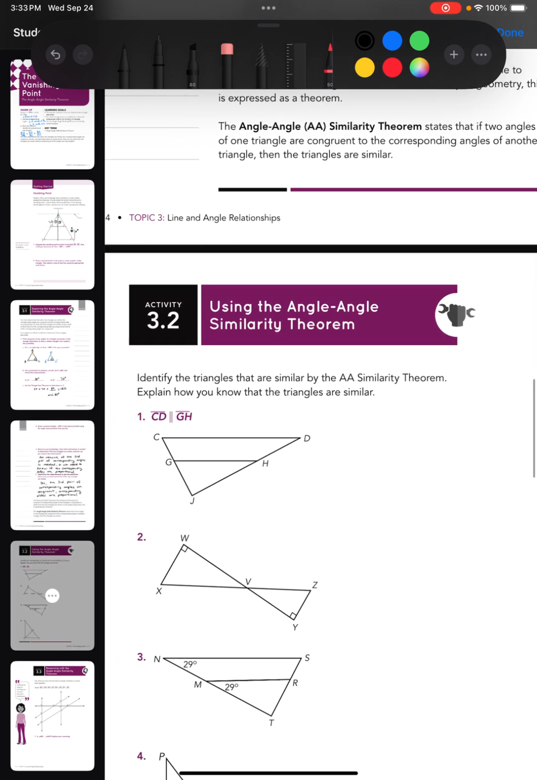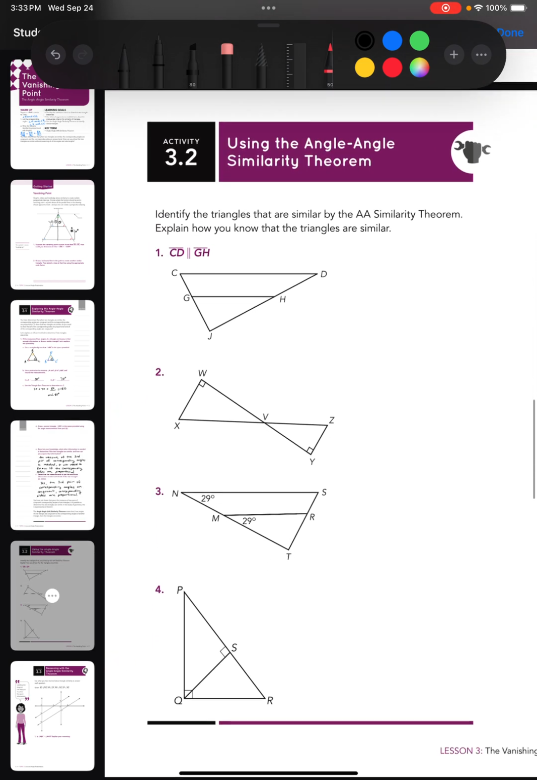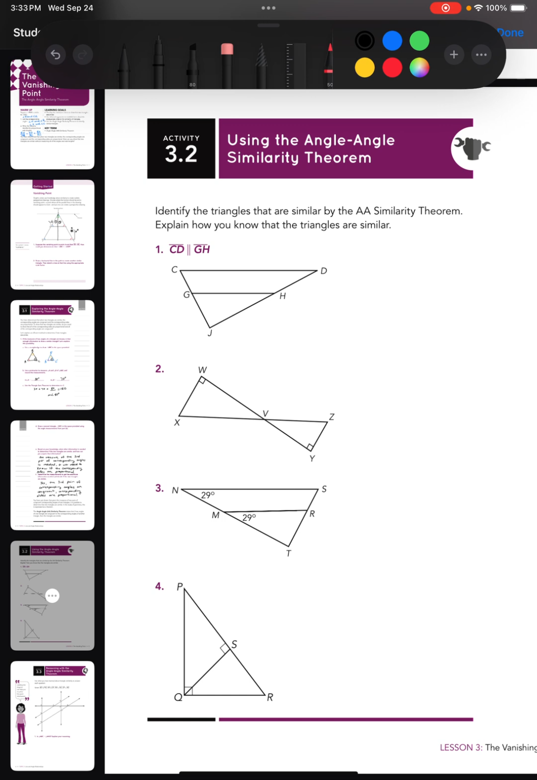So moving on, now that we have that, to activity 3.2, using the angle-angle similarity theorem. It says identify the triangles that are similar by the angle-angle similarity theorem. So with number one, we know that angle JHG and JDC are corresponding angles to each other.